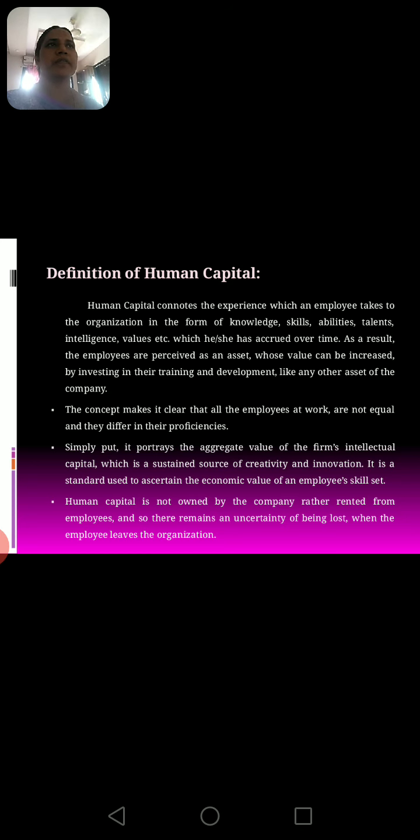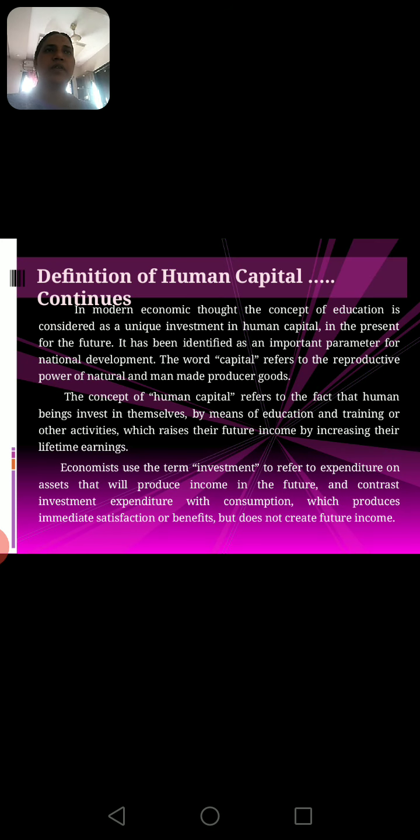Human capital connotes, in modern economic thought, the concept of education as a unique investment in human capital in the present for the future. It has been identified as an important parameter for national development.